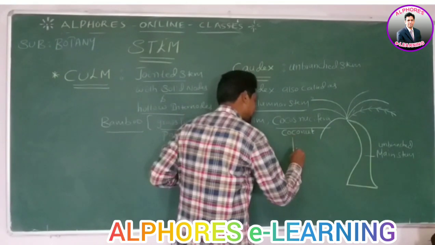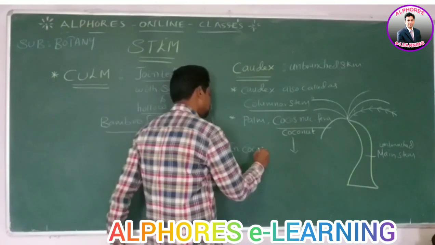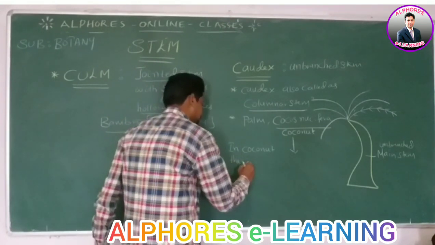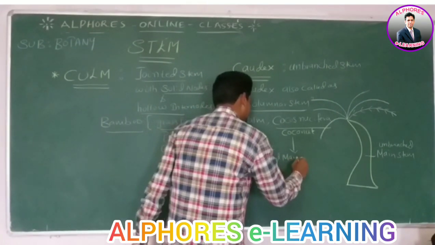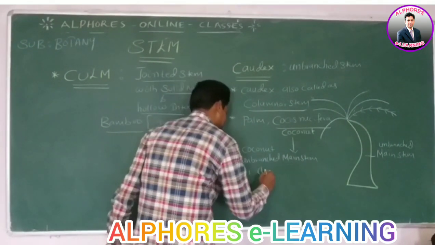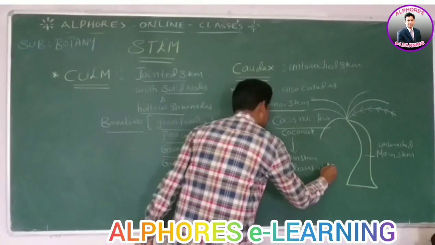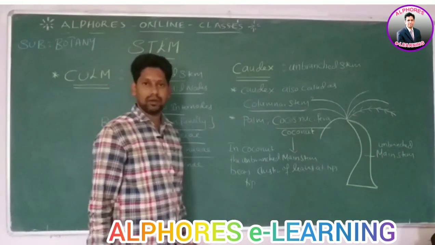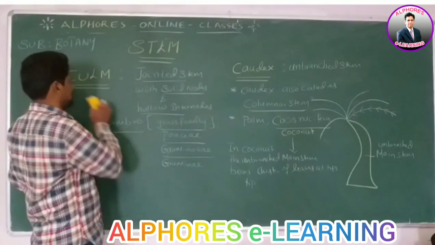This is in the case of which plant? Cocos nucifera. Therefore, in coconut, the unbranched main stem bears a cluster of leaves at its tip. Is this statement okay? This is concerned with which habit? Caudex habit. Now go for the next one.